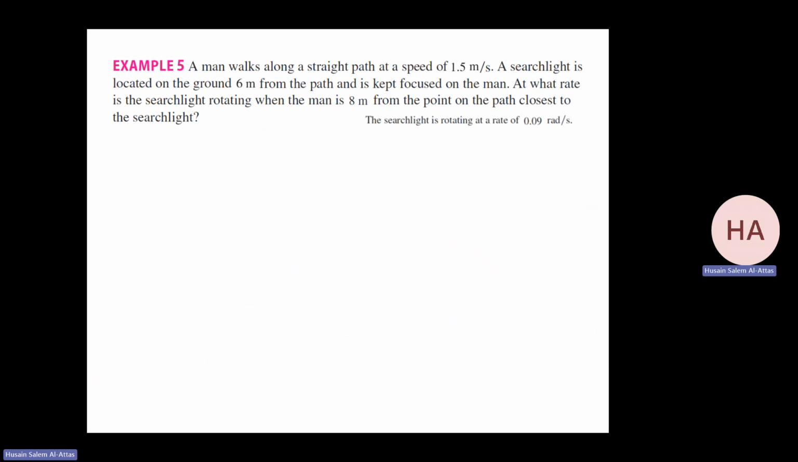A man walks along a straight path. It's going in a straight path, and I have a searchlight somewhere. The man walks in this direction at speed 1.5. The searchlight is on the ground 6 meters from the path, and it keeps focus on the man. At what rate is the searchlight rotating?